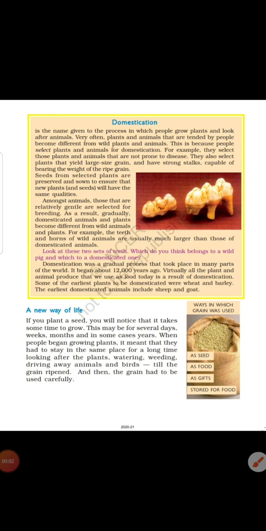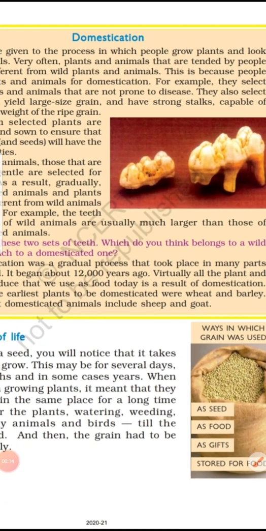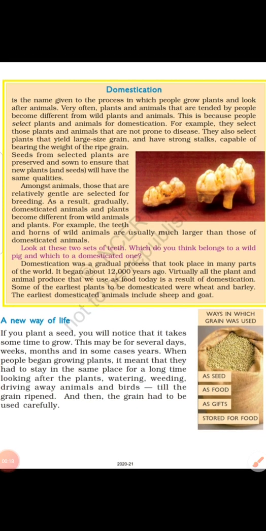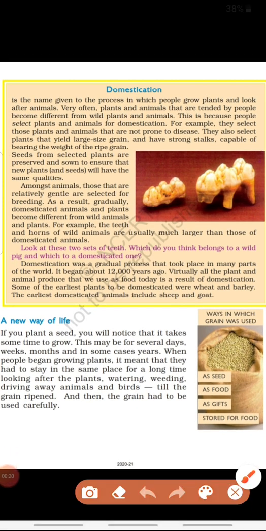Good morning, dear students. Let's continue with Standard 6th History, Chapter number 2, From Hunting, Gathering to Growing Food. So, today's topic is domestication. Now, children, what is domestication? Domestication means when people take care of plants and animals. So, here we see domestication is the name given to the process in which people grow plants and look after animals.